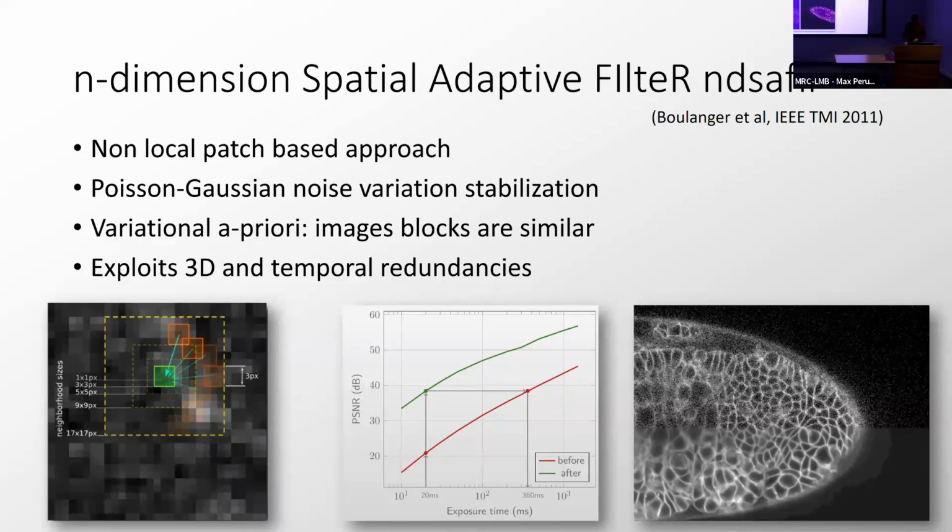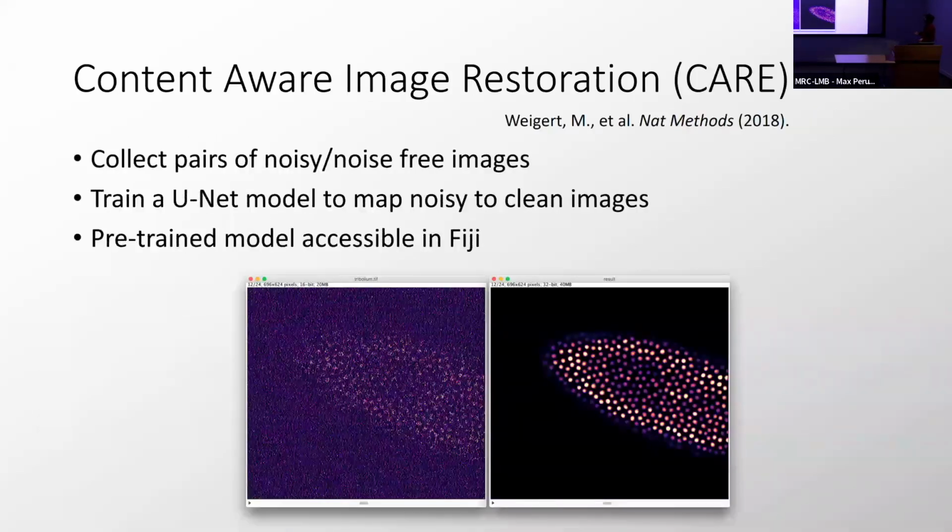Let's illustrate a bit more concretely the gain in exposure time from 20 milliseconds to 300 milliseconds. Another popular approach is based on neural networks. You need training on pairs of noisy and noise-free images. You train a U-Net neural network to map the noisy image to a clean image, and then you will get this kind of mapping. This can go beyond image denoising, and can also improve sectioning or upsampling of the image.